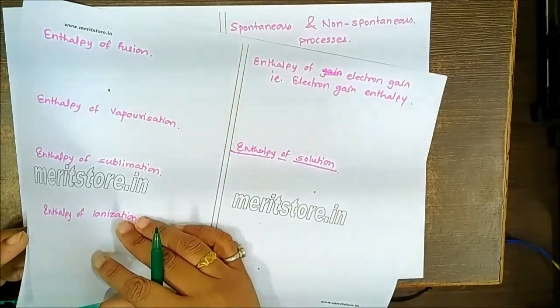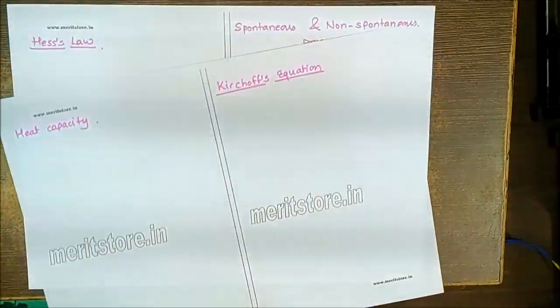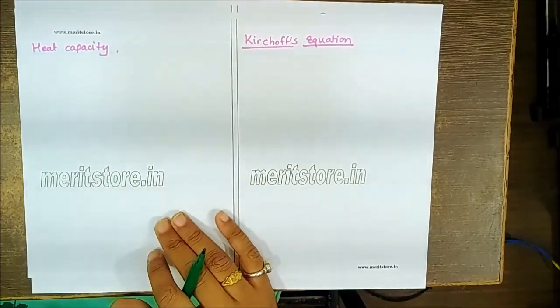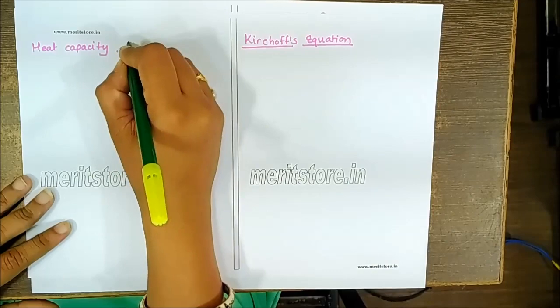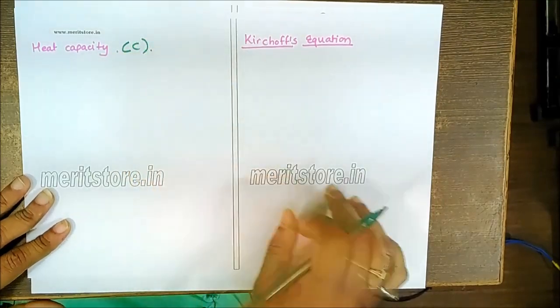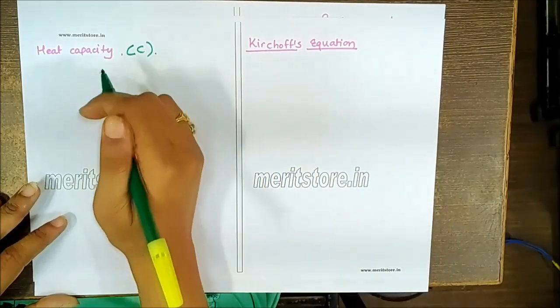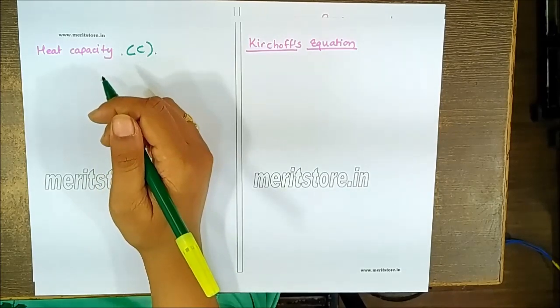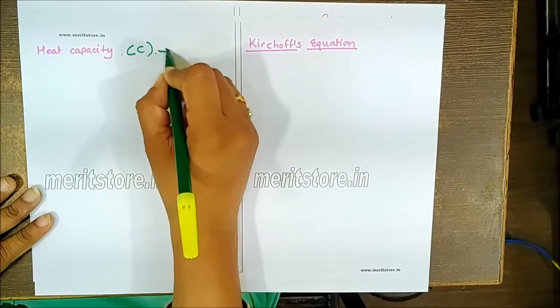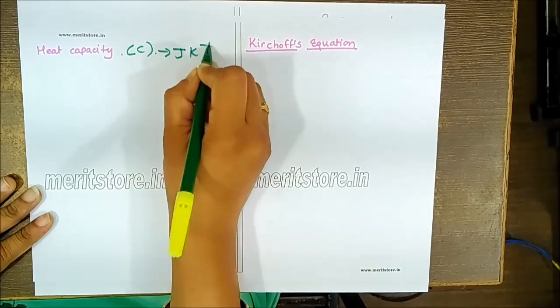The next part that we'll be focusing on is heat capacity. Heat capacity is generally denoted by the symbol C. Heat capacity is the amount of heat required to raise the temperature of the system through 1 degree or 1 Kelvin. The unit of this is generally joule per Kelvin.